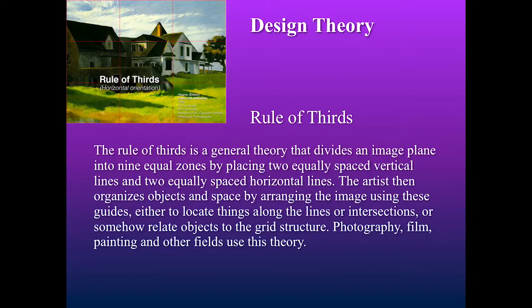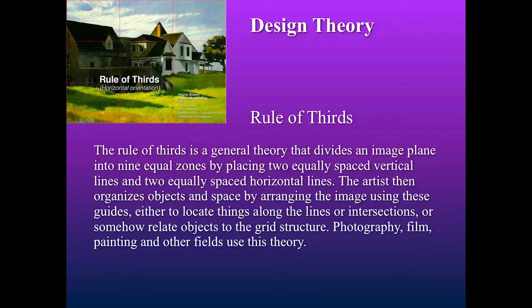Design theories. The rule of thirds. Remember I told you about the rule of thirds, showed you how to set up your Photoshop so that you can make it always use the rule of thirds. The rule of thirds is a general theory that divides an image plane into 9 equal zones by placing 2 equally spaced vertical lines and 2 equally spaced horizontal lines. Then, the artist will organize the objects in space by arranging the image using these guides, either to locate things along the lines or intersections or somehow relate objects to the grid structure.